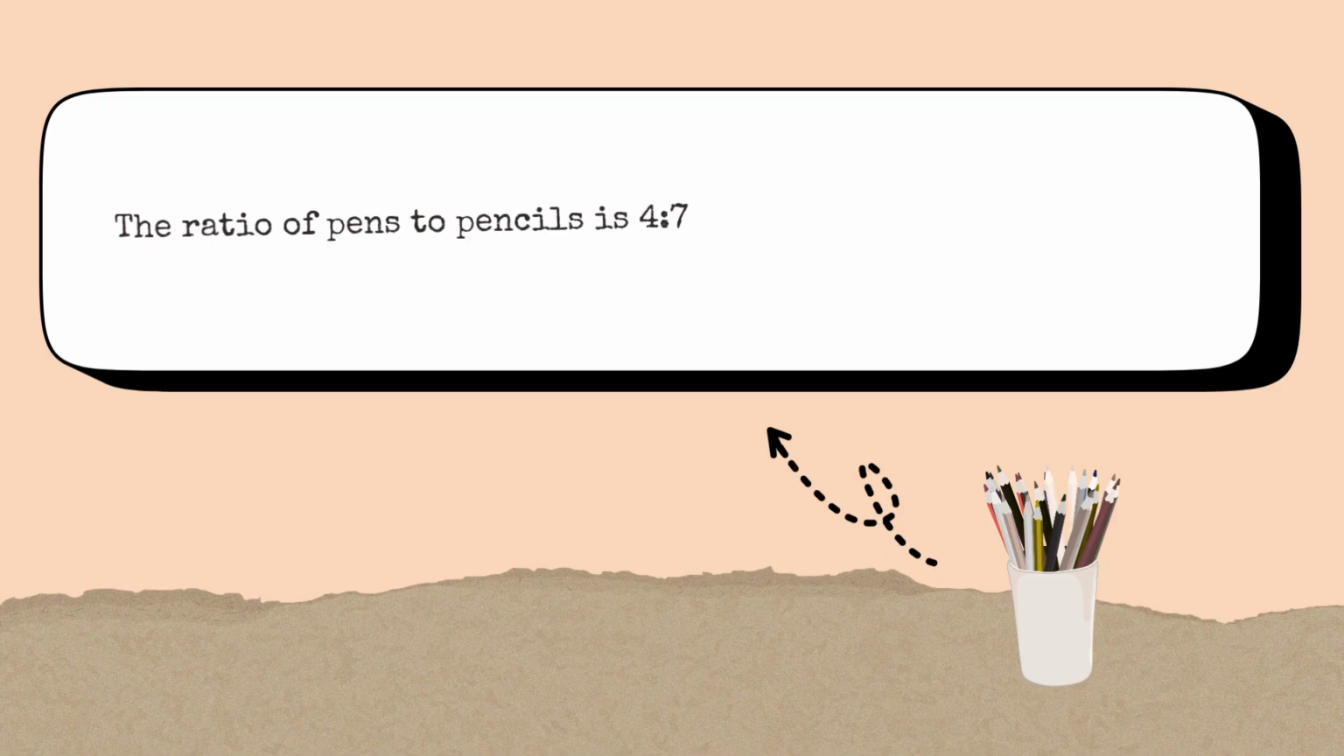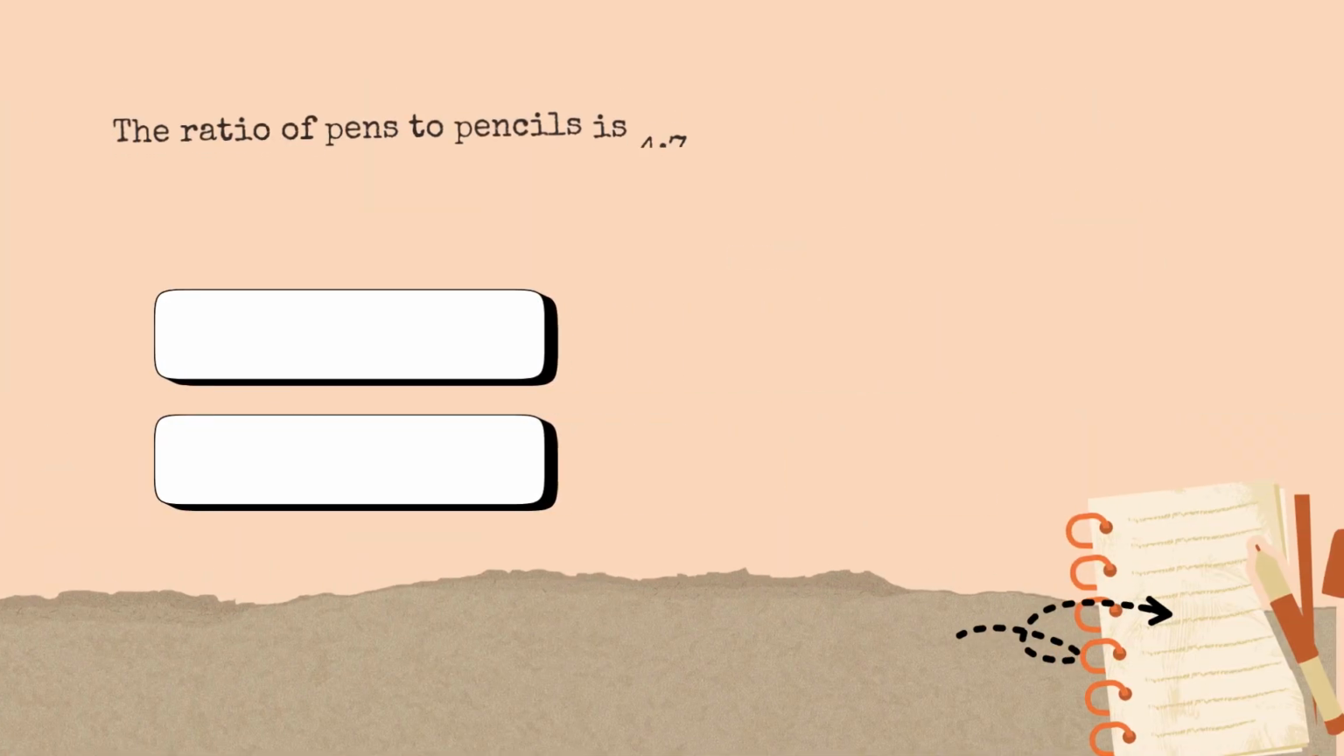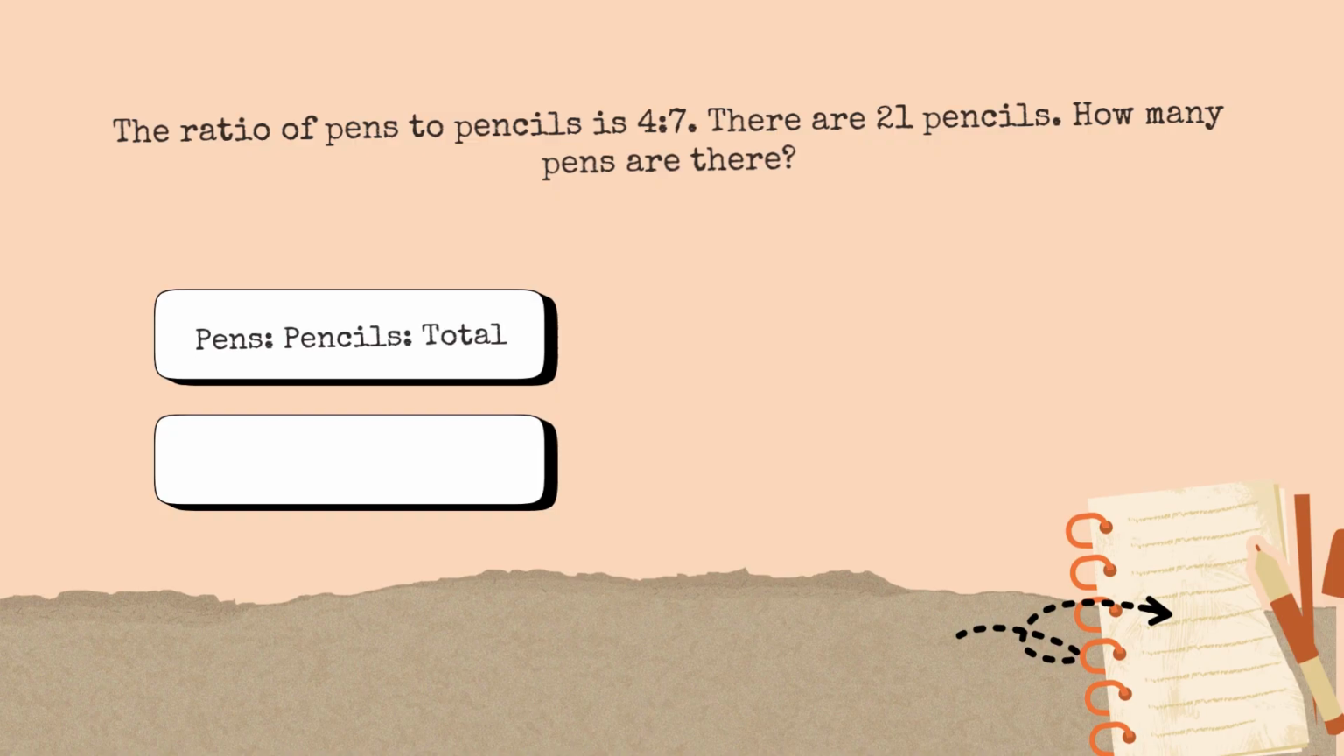The ratio of pens to pencils is 4 to 7. There are 21 pencils. How many pens are there? Firstly, we will write the ratio: pens to pencils and to the total.